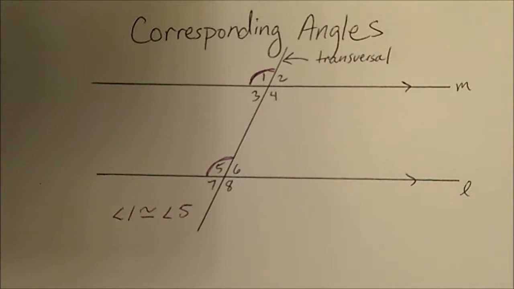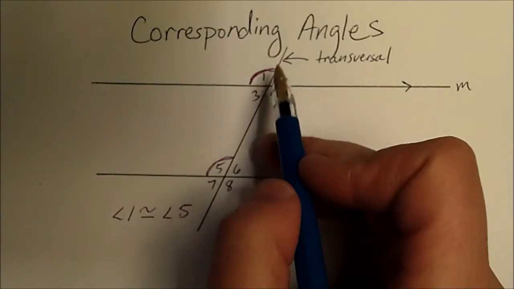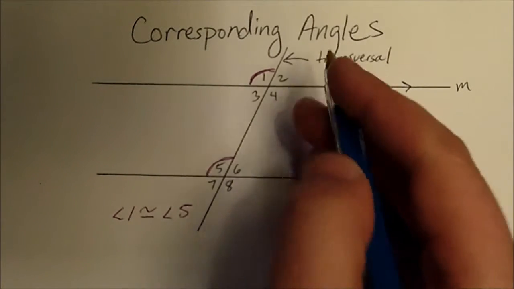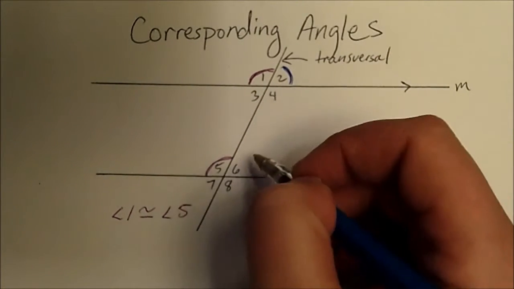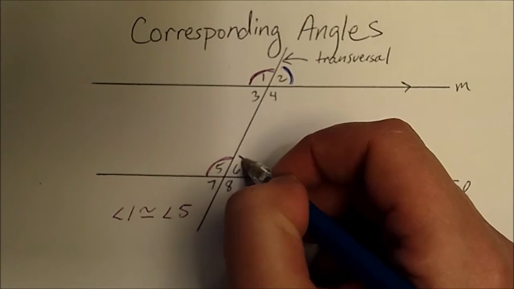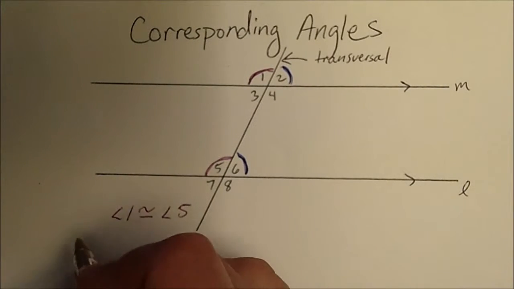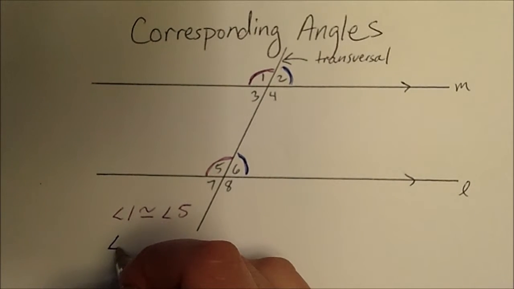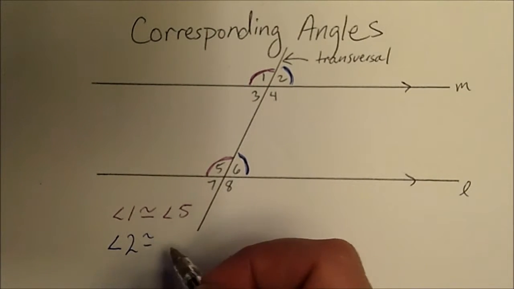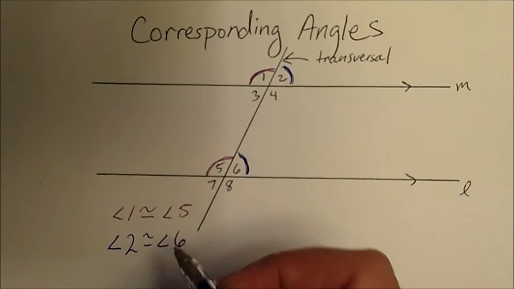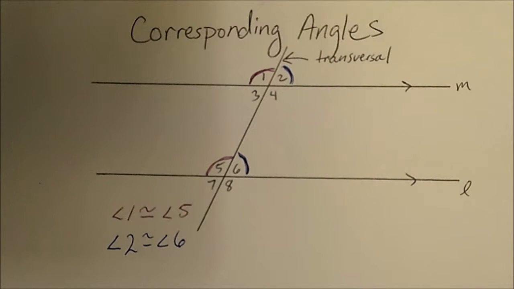But that's not the only pair of corresponding angles that we see. We also see that we can look at the upper right-hand angle here, so angle 2, and that's corresponding to angle 6. So again, corresponding angles are equal or congruent. That means that angle 2 is congruent to angle 6. Again, hopefully you're seeing a pattern.